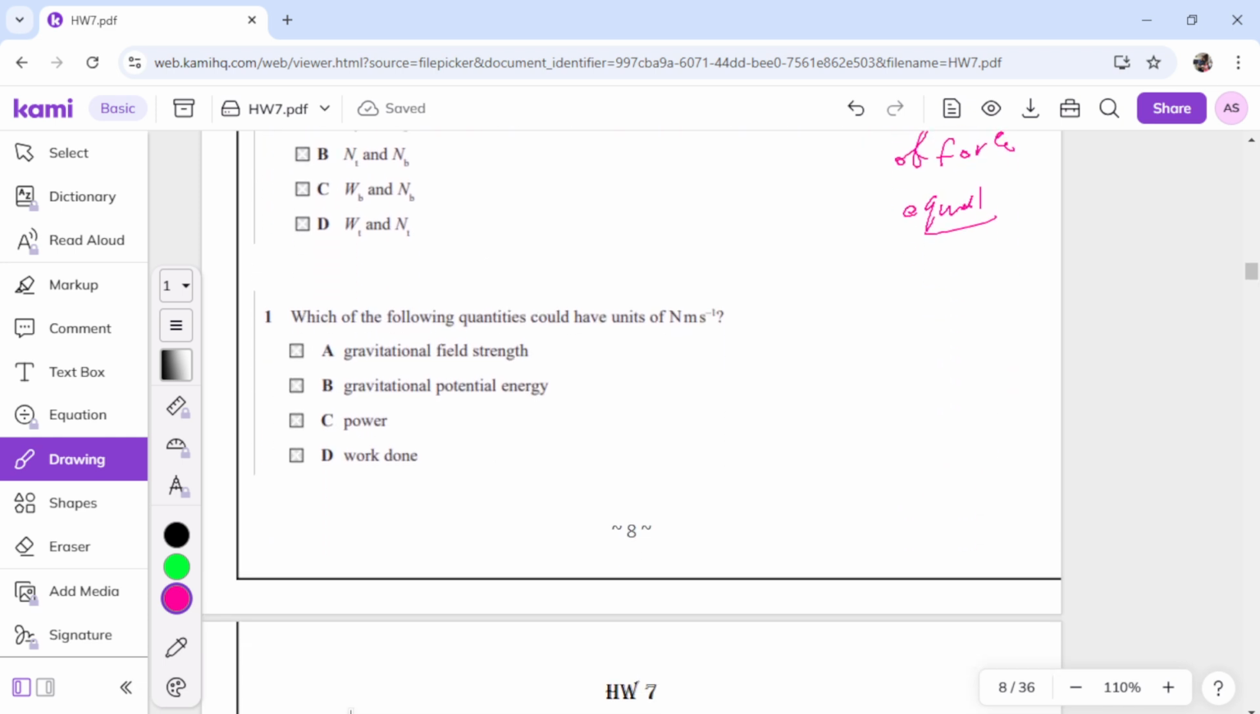Which of the following quantities could have unit of Newton meter second minus 1? Newton meter second minus 1. Newton meter is the work. Second minus 1 means divided by time. So if you look at the equation sheet, you will find work over time equals what? Equals power. So it will be power.